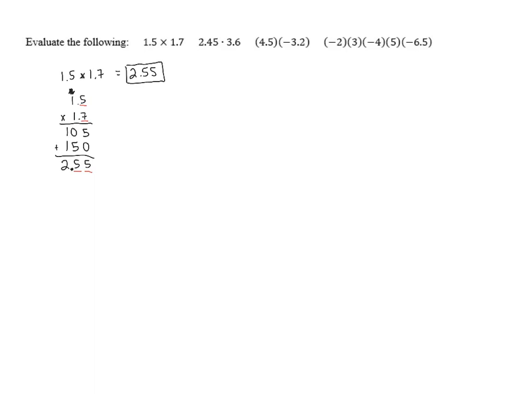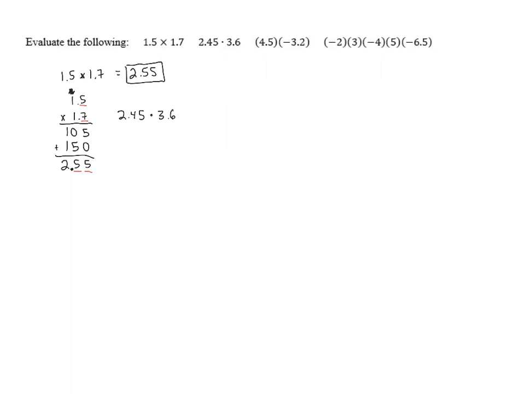I hope everybody sees that. There's 2 digits to the right of the decimal points in the problem, so we have to place the decimal point so that there's 2 digits to the right of it in the answer. Let's try the next one. We've got 2.45 times 3.6.